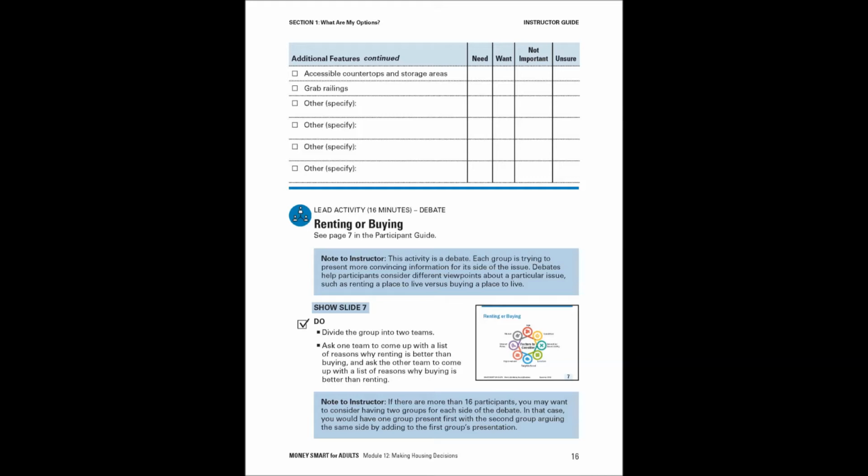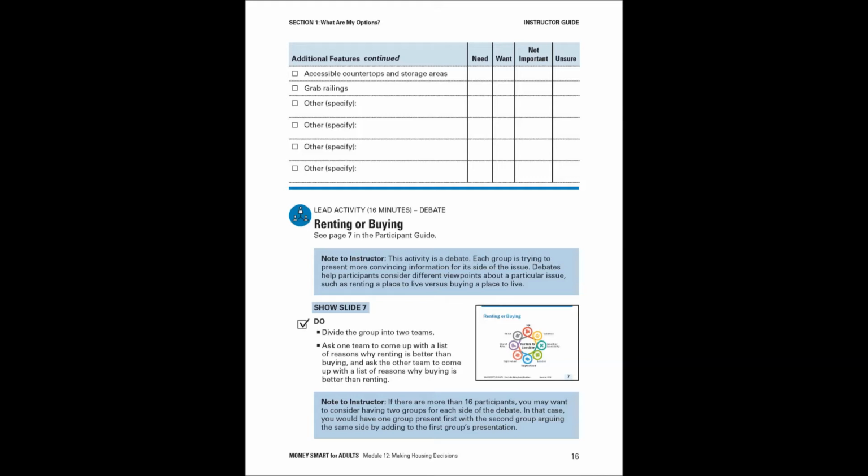Our next activity is renting or buying. This is a debate activity where you're going to have the room split up into 2 different groups, and each group is going to try to present a more convincing argument around information for its side of the issue. The debates help participants to consider different viewpoints about a particular issue, such as renting a place to live versus buying a place to live.